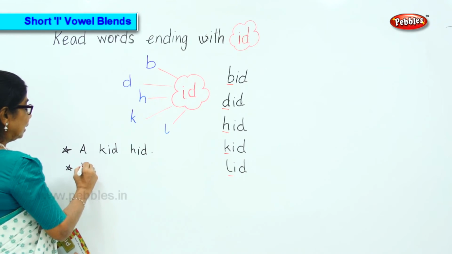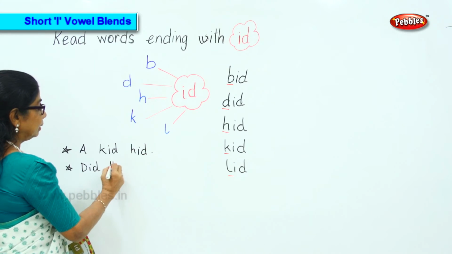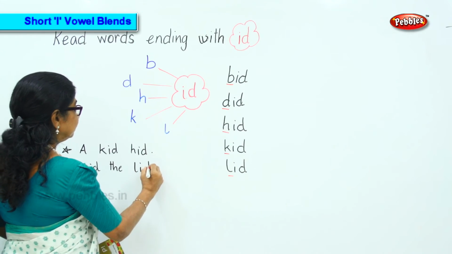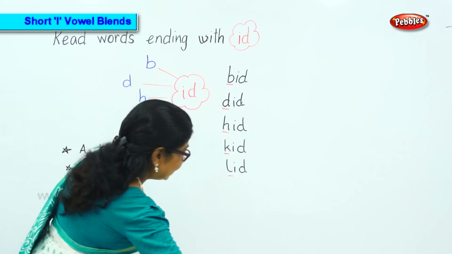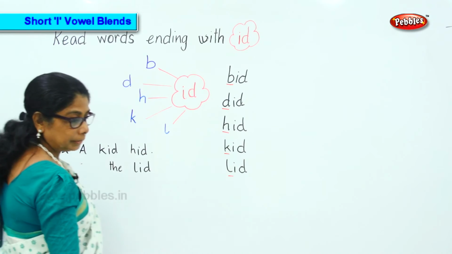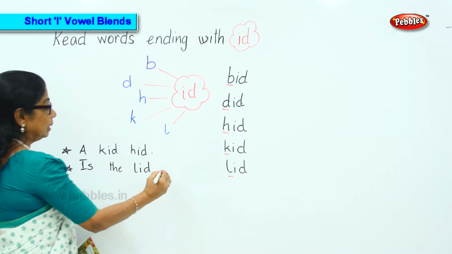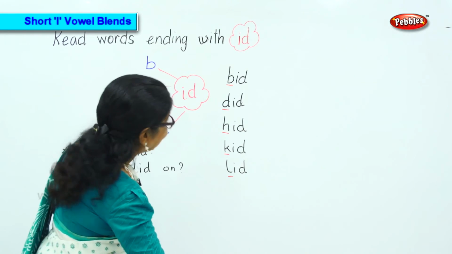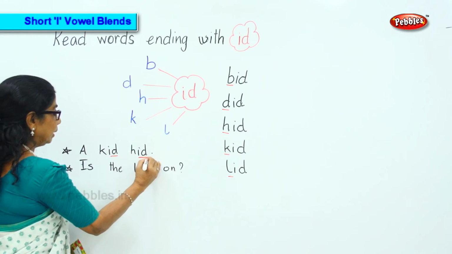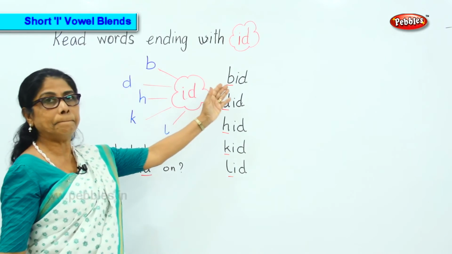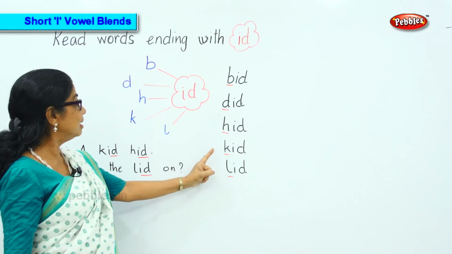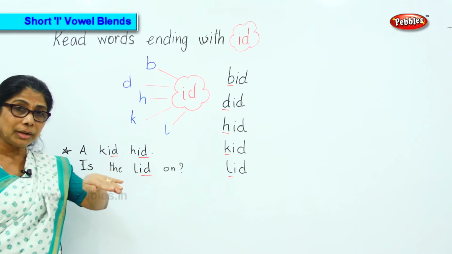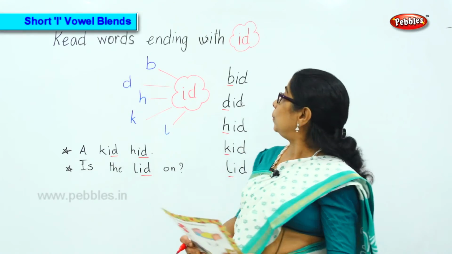Then you can say, is the lid on? Is the lid on? Is the lid on? A kid hid. Is the lid on? Now look at the words ending with ID we have used here. Kid, hid, lid. Bid, did, hid, kid, lid. And we have sentences. A kid hid. Is the lid on? You put a lid on a pan, isn't it? Learning to read words ending with ID.